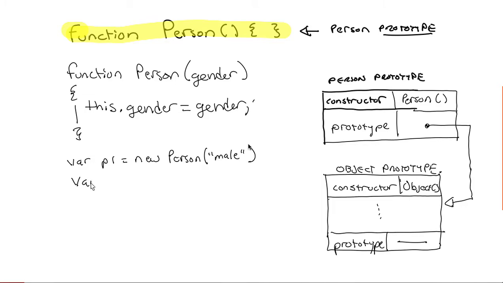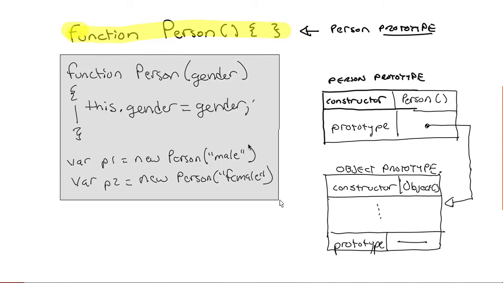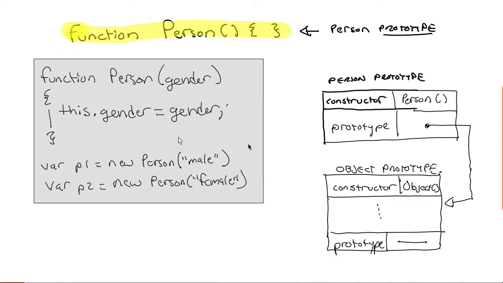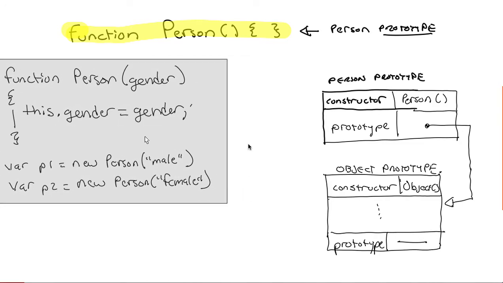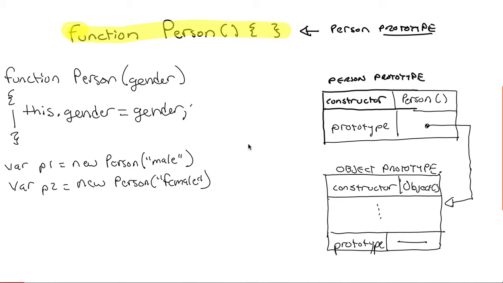And I can say var p2 equals new person, female. Okay, now if I were to draw what that looks like, I might need a little bit of space here, so I'm going to do that in my notes. I'm just going to move that over here so I have a little bit of space. And we'll have p1 here.